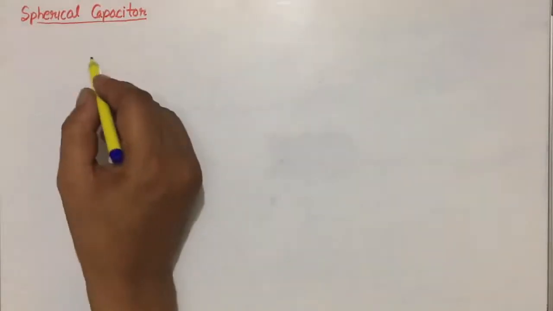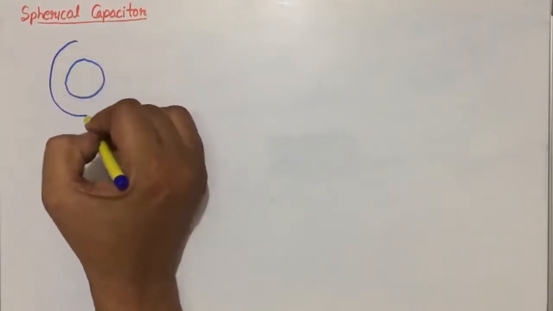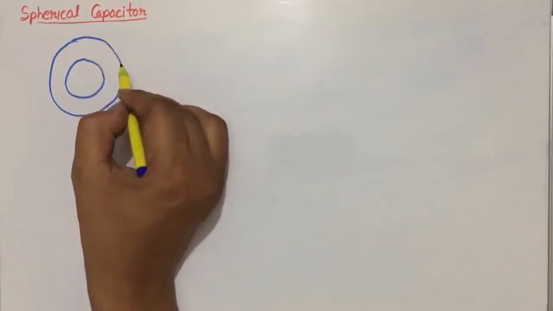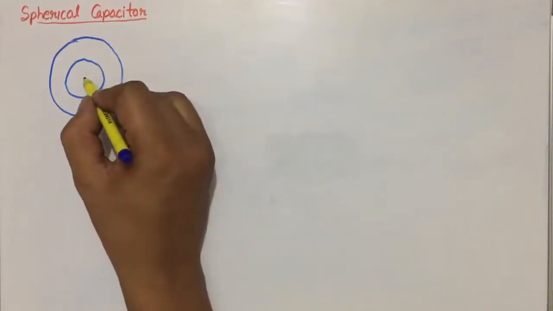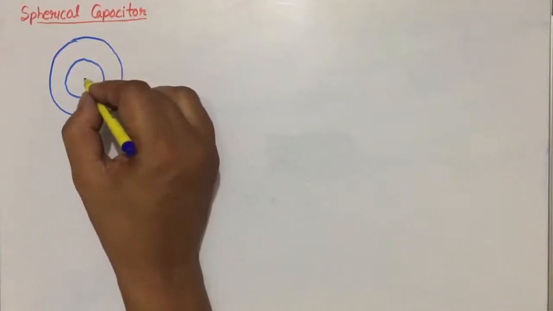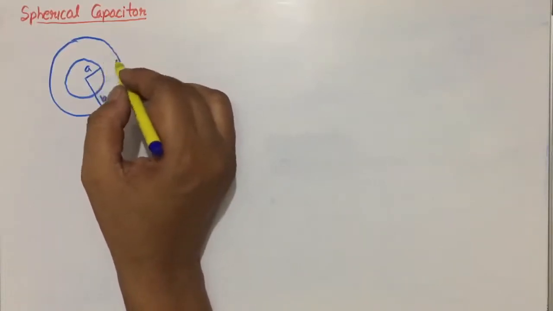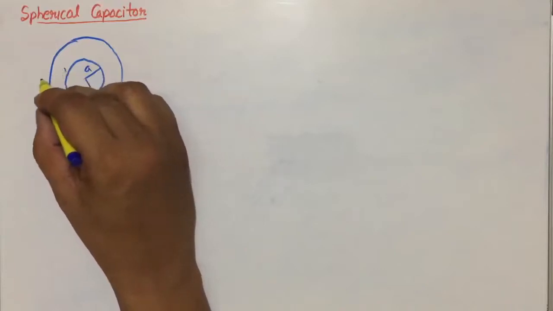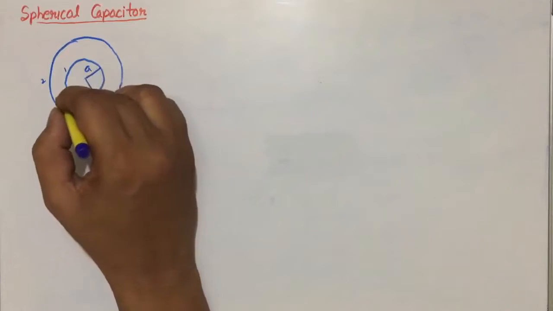Now take the case of the spherical capacitor. So there are two conductors, similar to the cylindrical case. First conductor, the second conductor. It is of radius a and it is of radius b. Okay, and this is 1, 2. We are moving from 1 to 2.